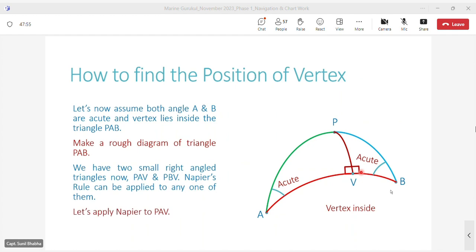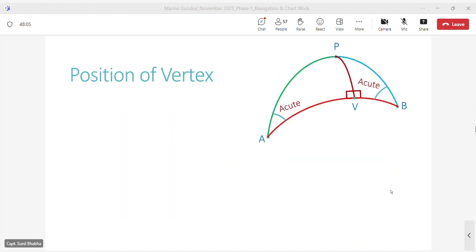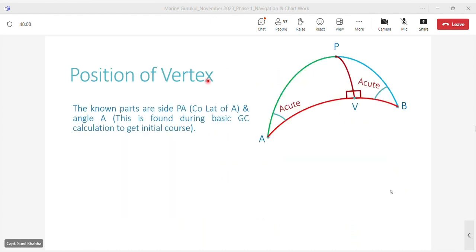So let's apply the Napier rule to triangle PAV, Papa Alpha Victor. So we have the same diagram here, Papa Alpha Bravo triangle with a vertex in between. Now, if you carefully look at the triangle PAV, the known parts in this triangle are the side PA. The side PA is the colat of our initial position A.